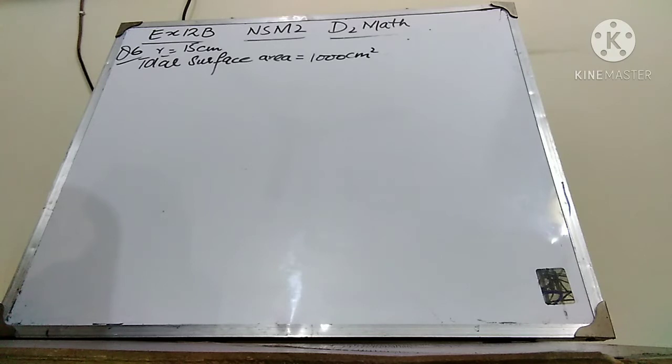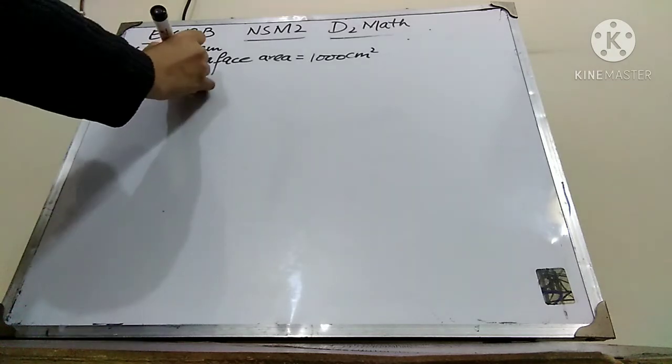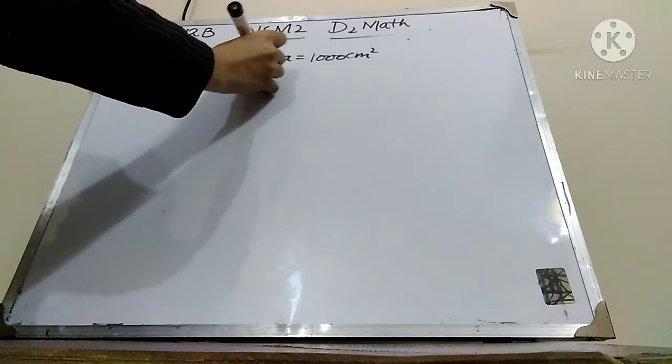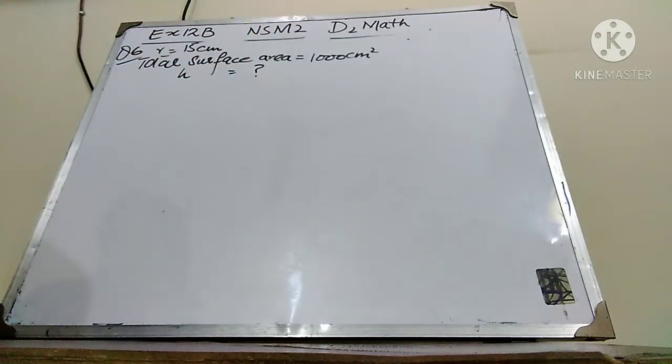Find its slant height. So we have to find out the slant height. Students, here it's given that take pi to be 3.142. So we'll take pi as 3.142.